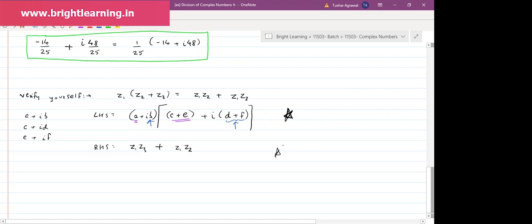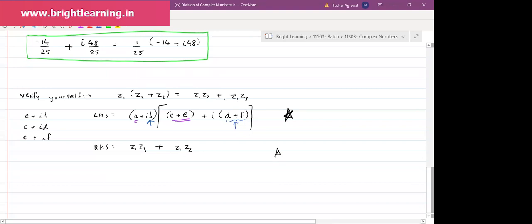Now, how to check whether they are equal? The final real part which you will get will be a very, very long expression. The final real part should be equal, and the final imaginary part should be equal. If that is true, then we can say that the distributive law is satisfied.